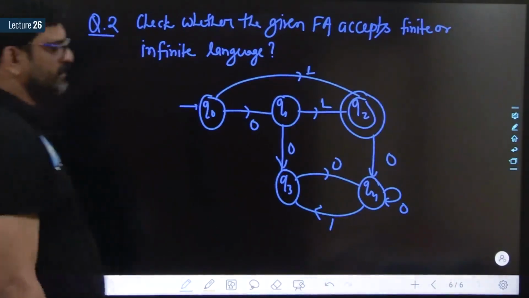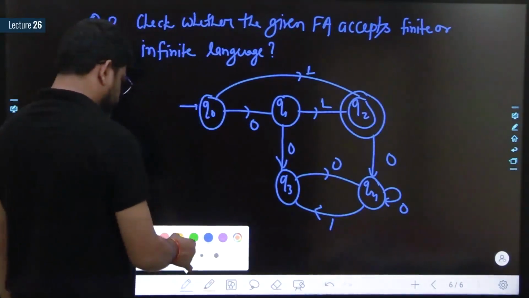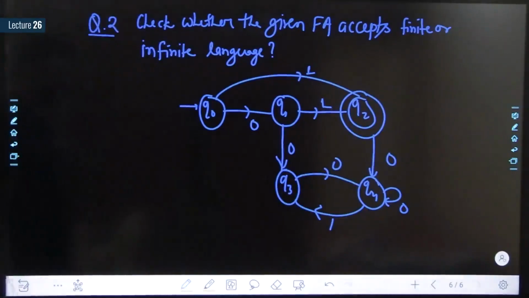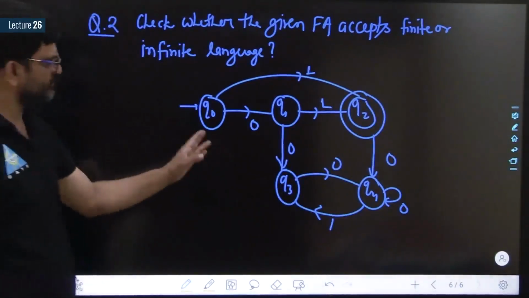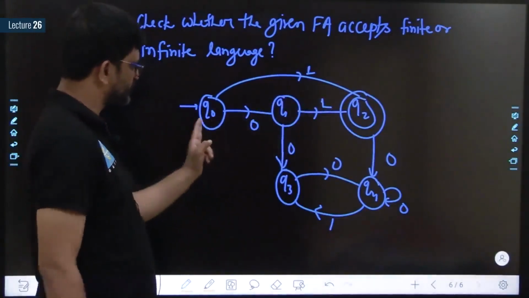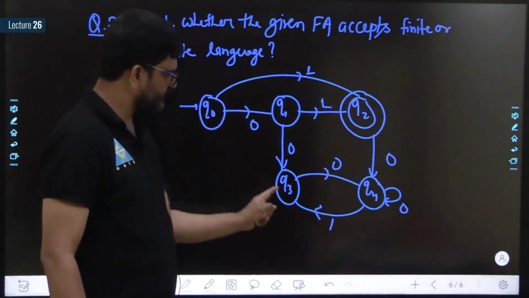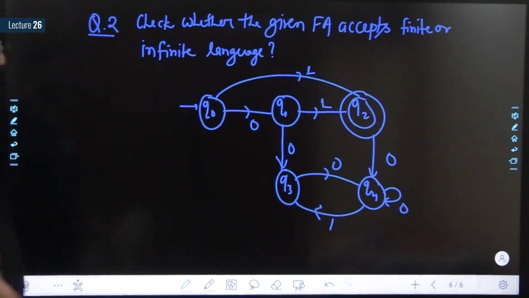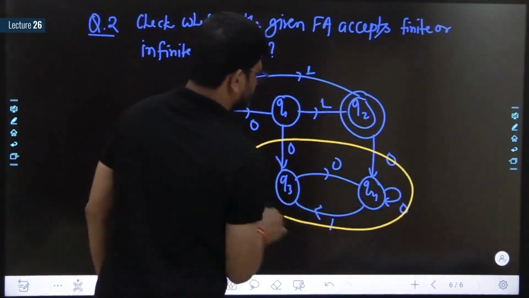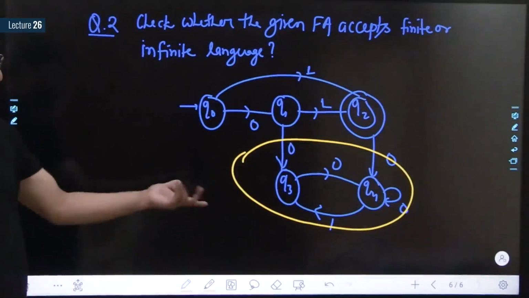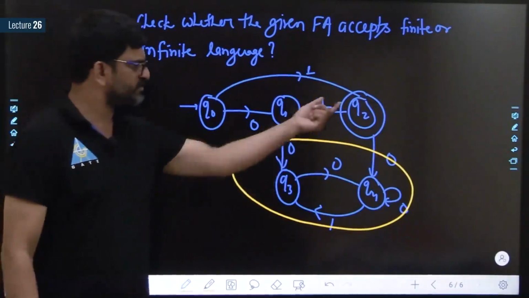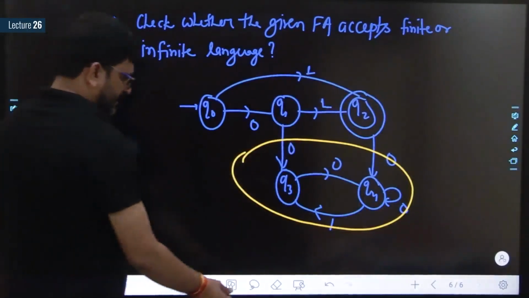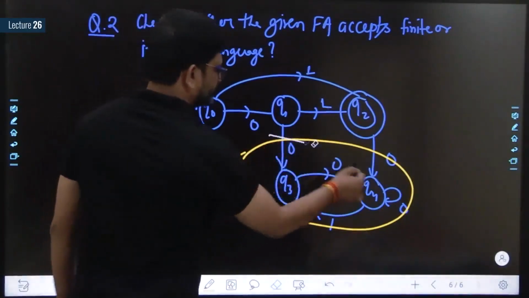Yes, check. Is there any unreachable state? All are reachable states. All are reachable from the initial. Q1 is reachable, Q2 is reachable, Q3 is reachable, Q4 is reachable. Are there any dead states? Yes, these two states are dead. Why are these dead states? Because we cannot reach the final state from Q3 and Q4. Delete those states and corresponding transitions.